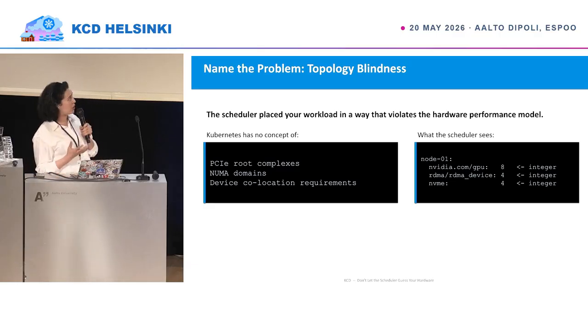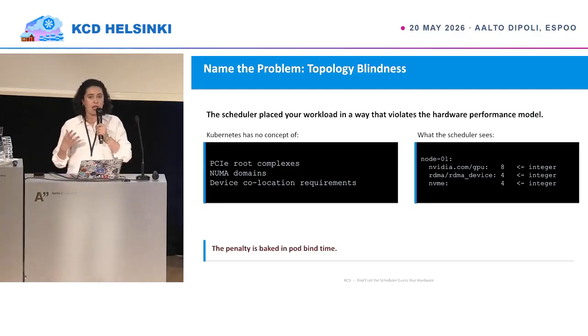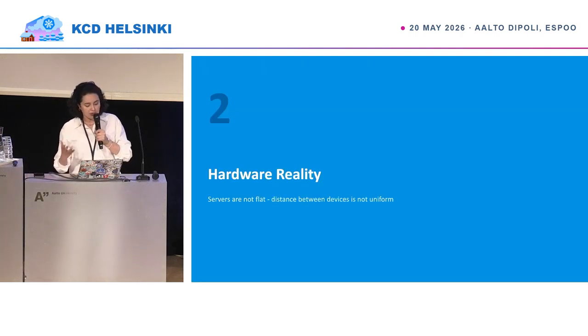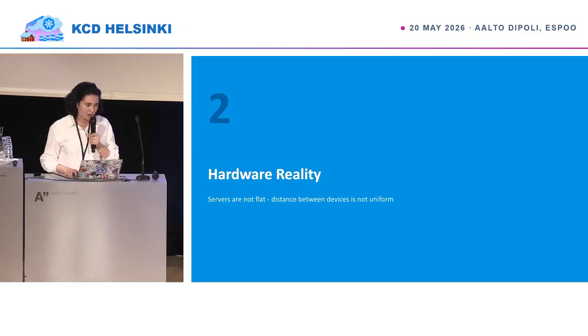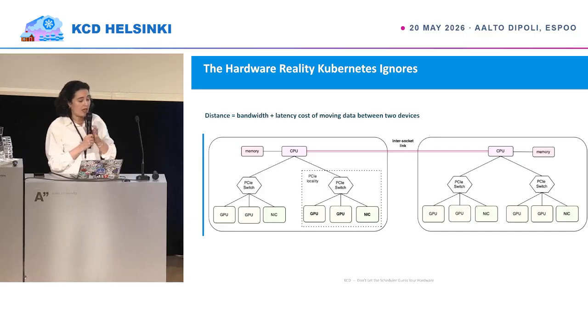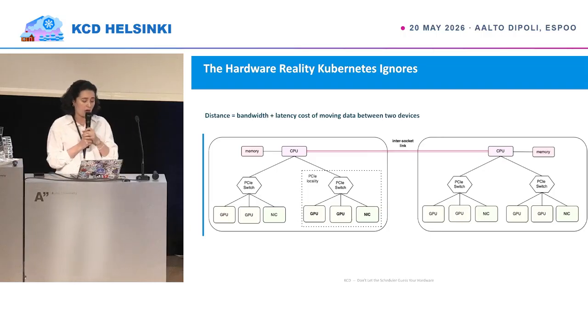So the core issue here is that Kubernetes treats all the resources as flat resources, but the hardware reality is different. Servers are hierarchical systems. So let's try to understand the hardware reality. In modern servers, every device sits somewhere in a hierarchy. At the top level, we have the CPU sockets with their local memory and PCIe root complex.